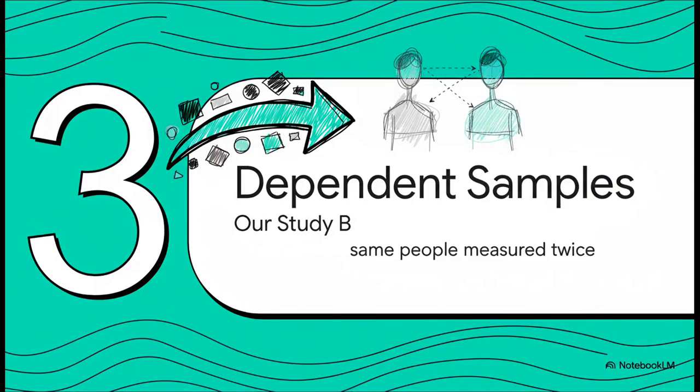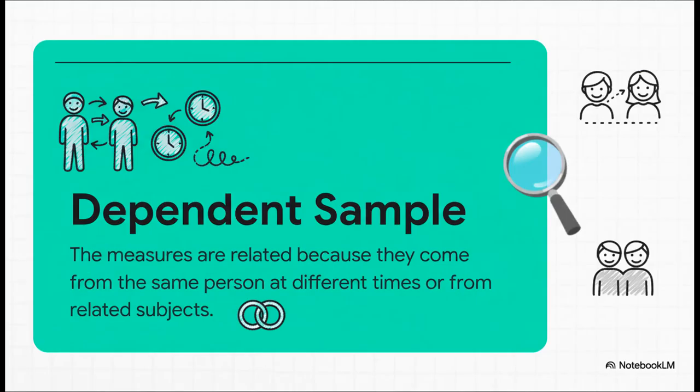Okay, so what about that second approach, Study B, where we went back to the same people? Well, that introduces us to a really powerful concept, dependent samples. And this is where it gets really cool. The measurements in dependent samples are related, or you'll often hear them called paired. And why are they paired? Well, because they come from the same person at two different times, or maybe from subjects that are connected in a meaningful way, like a husband and wife or twins.